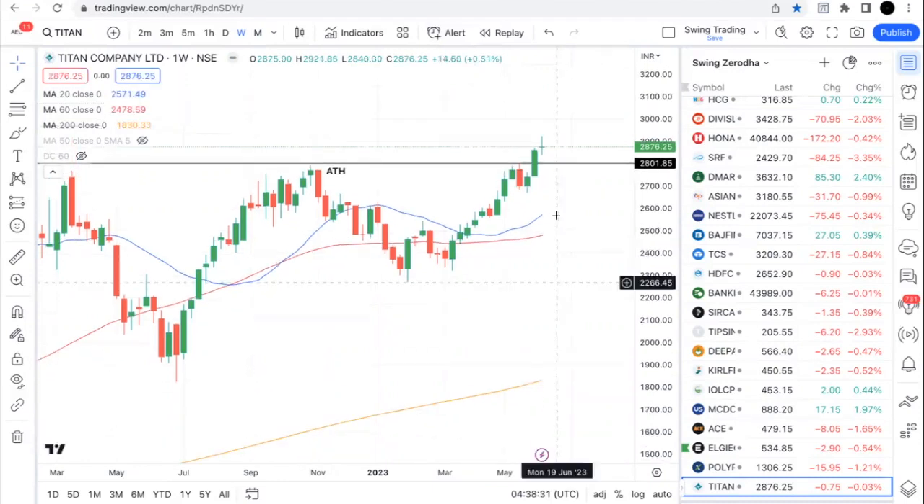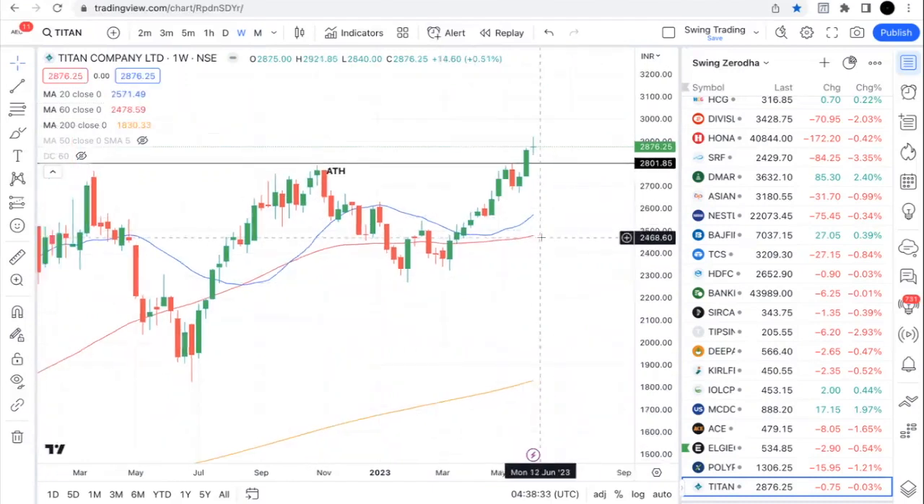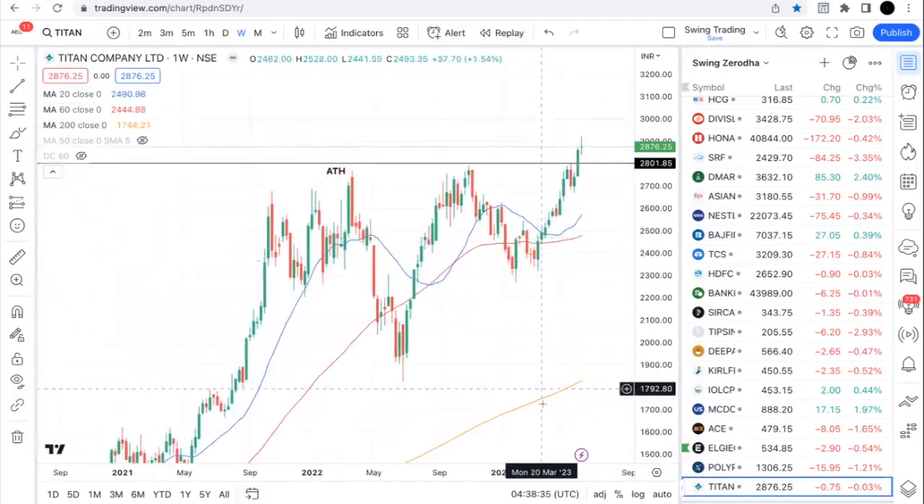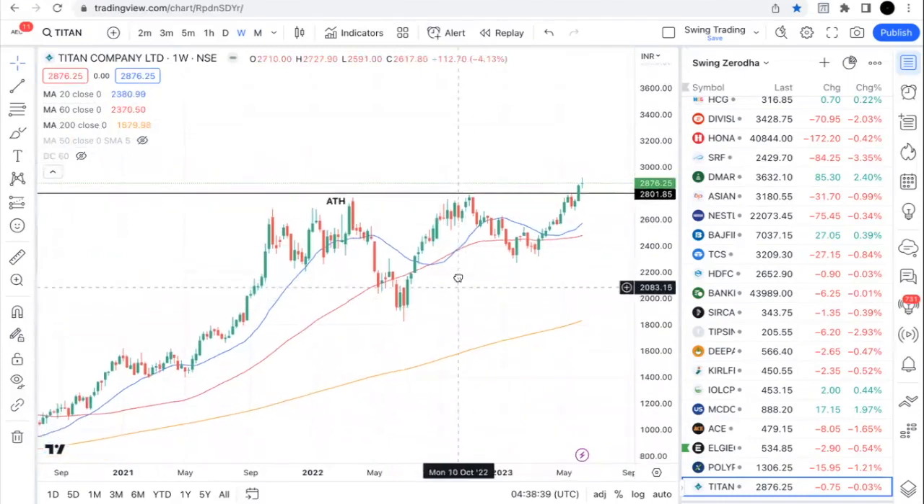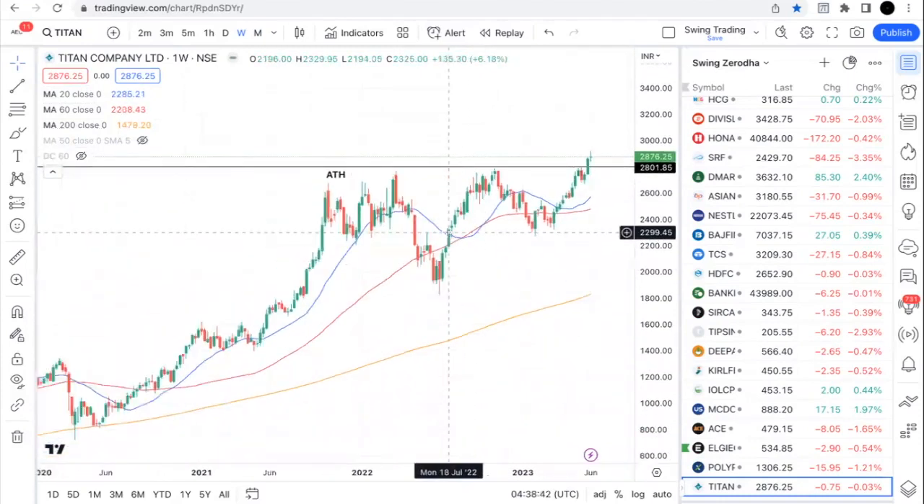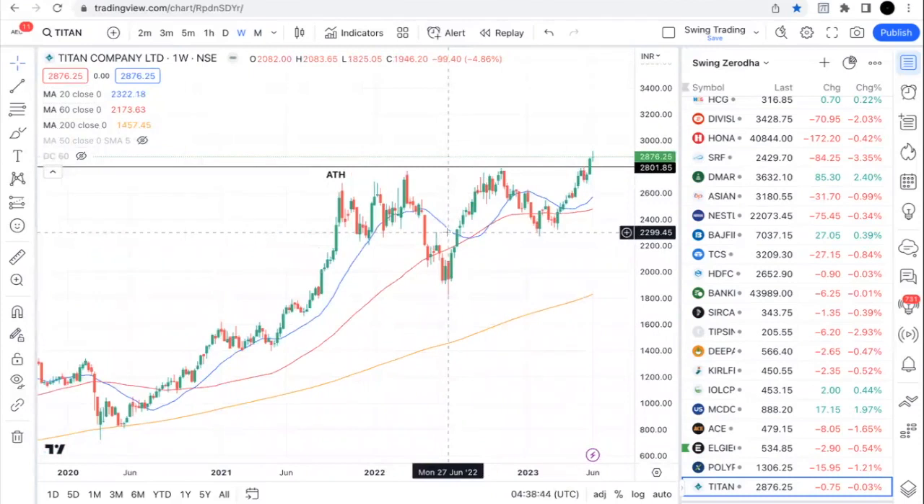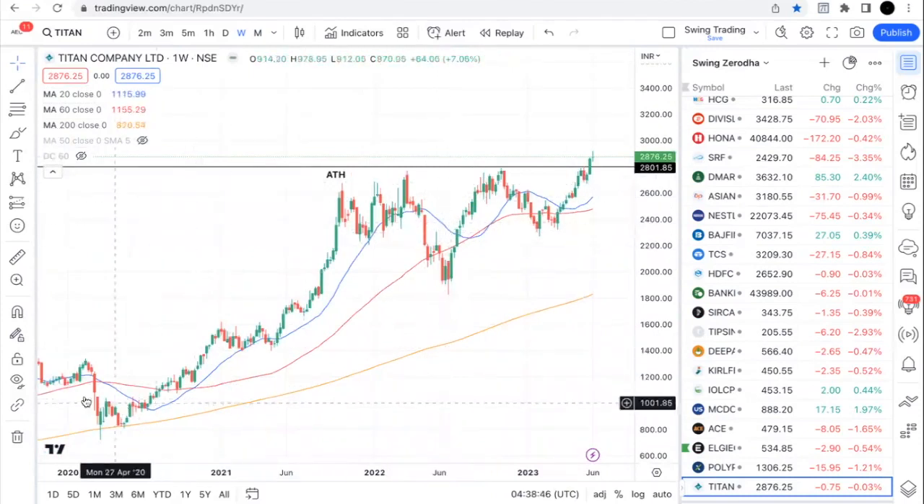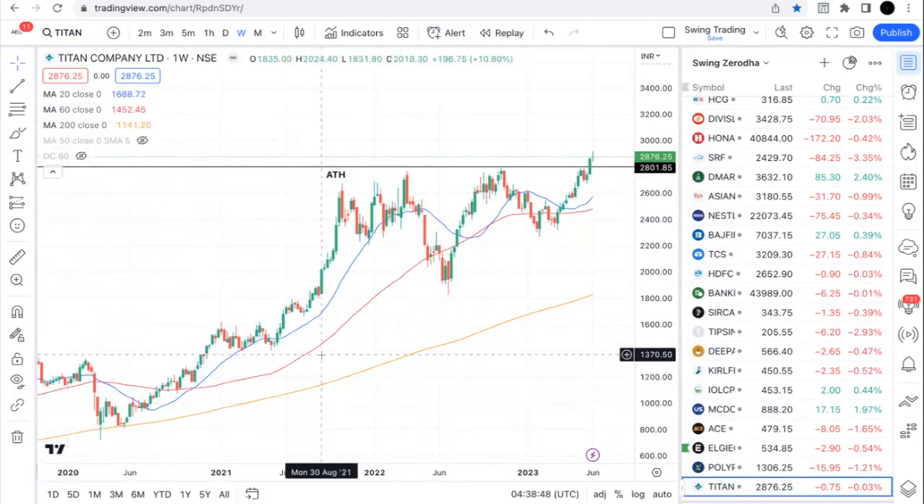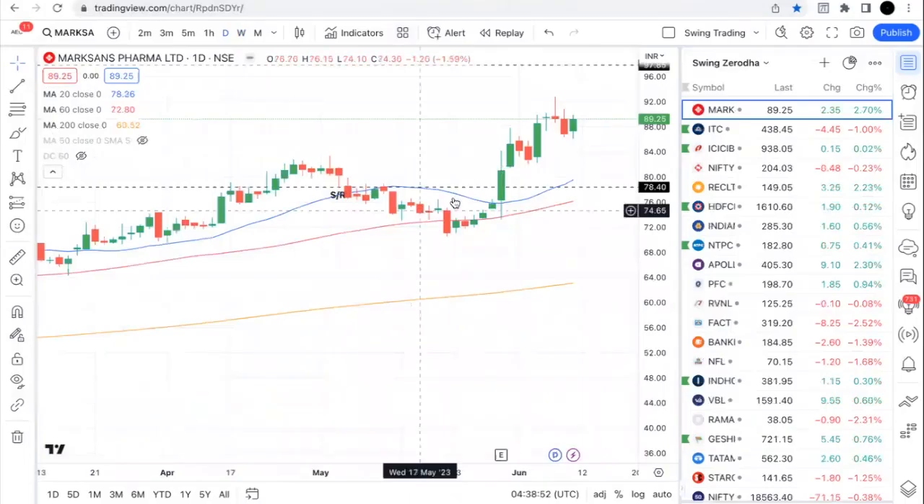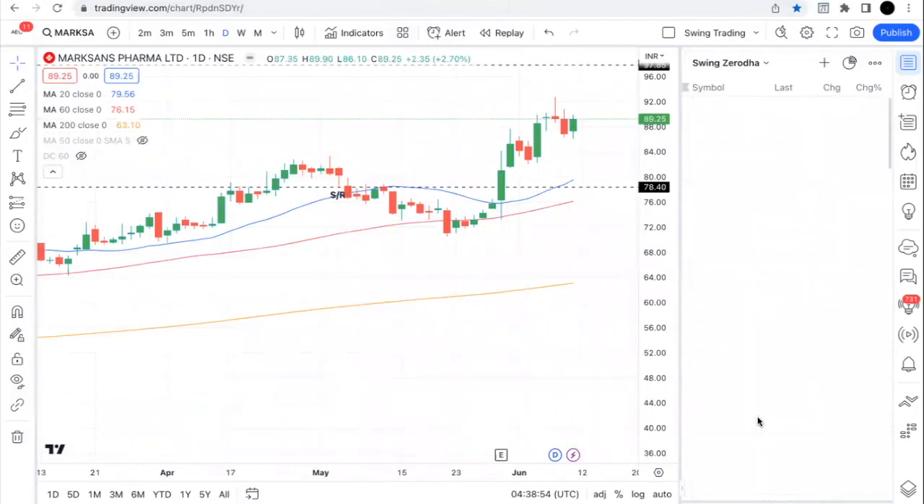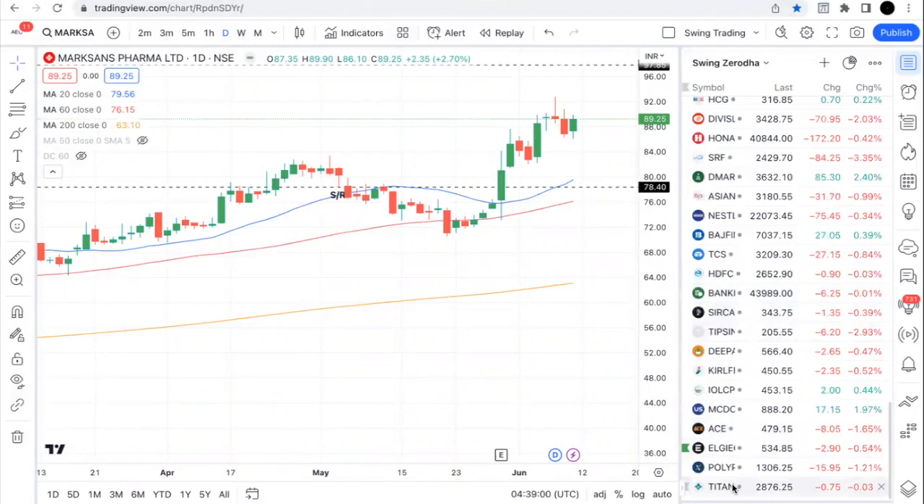All right. It's trending right now. The 20 above the 60 and that 60 above the 200. So clearly it's trending. And if you look at it historically, if you zoom out like that, you can see that happening for a long time. All the way back in 2020 onwards, it's been doing that pattern. And let's look at the daily chart on Titan. All right, let's go to the bottom of my list. Here it is, Titan.